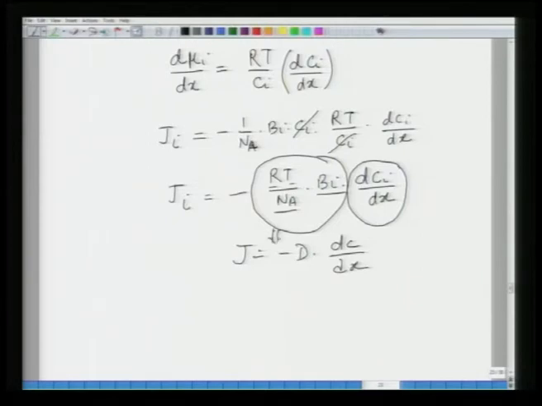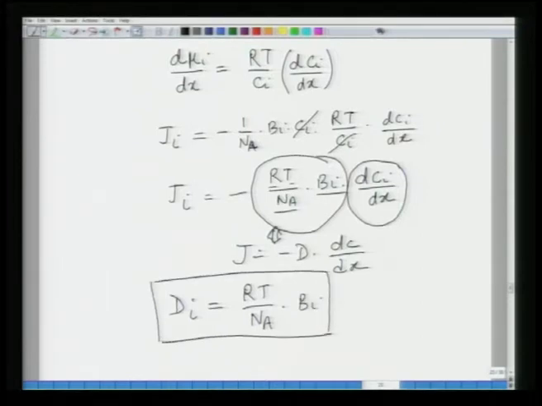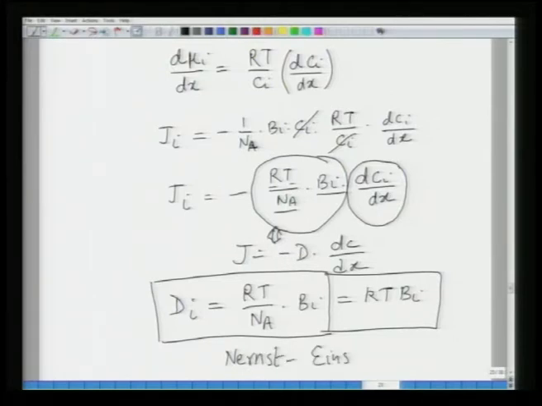If you now compare these two, what you can find is Di is equal to RT by Na multiplied by Bi, and this is a relation between diffusivity and mobility. So, these two properties can be related to each other, or alternatively you can write it as kT Bi, and this is called the Nernst-Einstein relation.